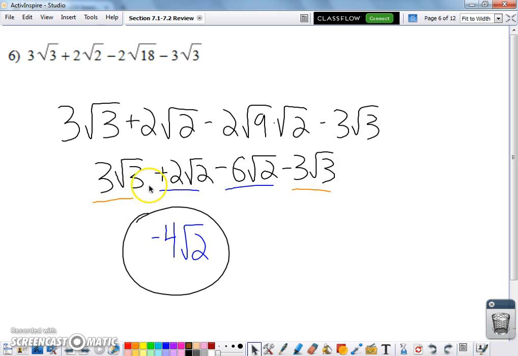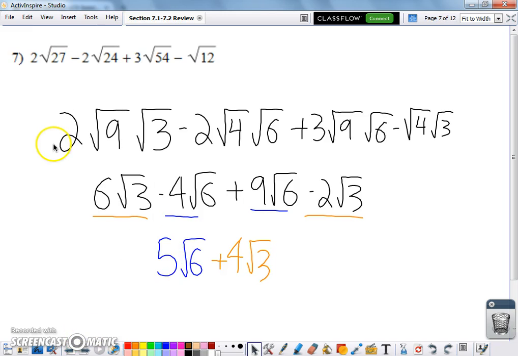Now notice the things in orange, they're not there. Why? I have 3 of something. I take 3 of that something away. I'm left with nothing. I have 2 apples. I take away 6 apples. I'm negative 4 apples.